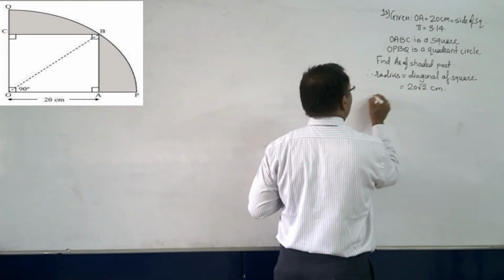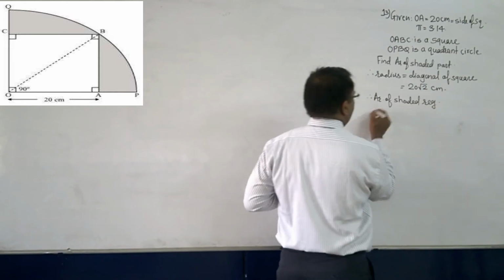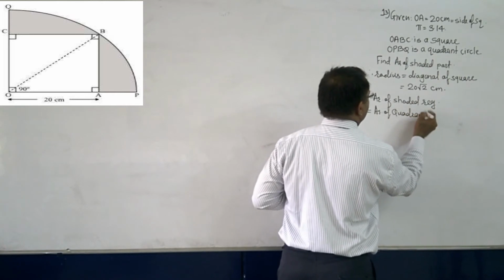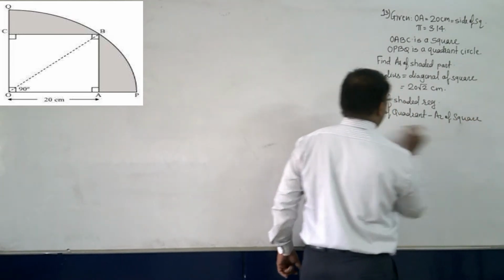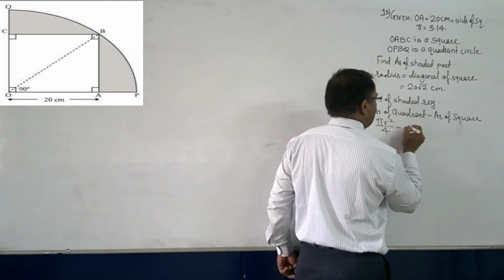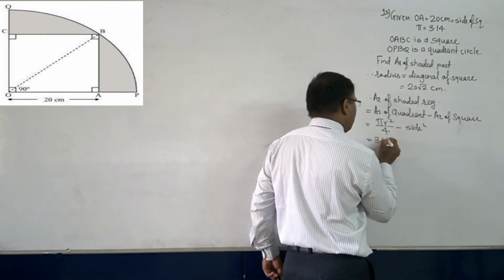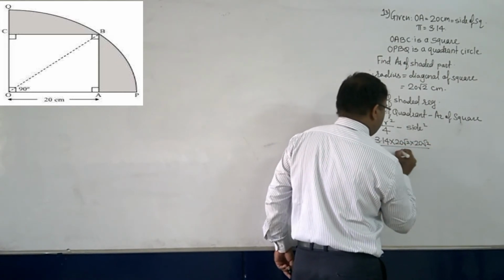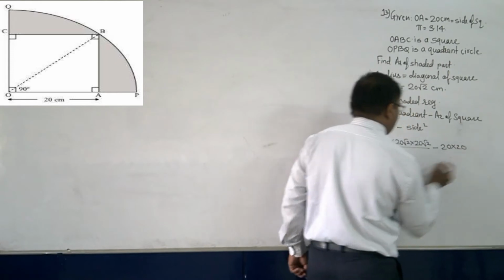So let's find out area of shaded region, which is equal to area of quadrant minus area of square. The quadrant is pi r square upon 4 minus area of square, that is side square, or directly we can write 20 also. So 3.14, the radius is 20 root 2 multiplied by 20 root 2, total divided by 4, and then minus side square, that is 20 into 20.